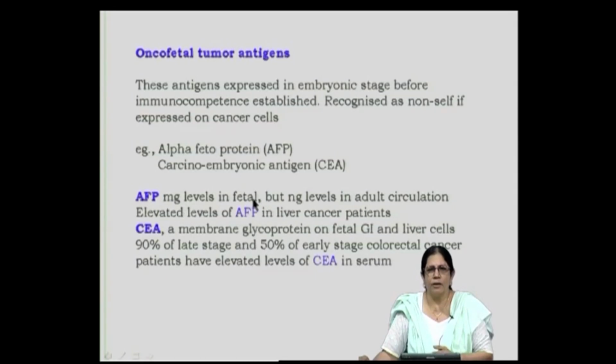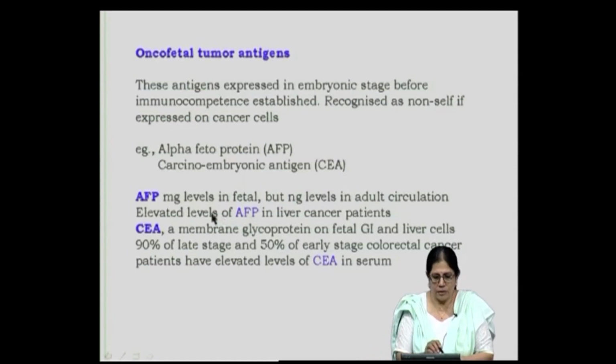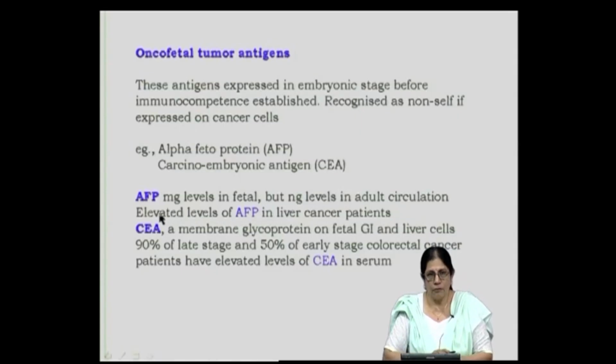Now, this is very similar to the serum albumin, but the same protein is present only in nanogram levels in adult circulation. So, this is like a million times lower concentration in adult as compared to the fetus. In certain cancers, in liver cancers, alpha fetoprotein is highly elevated. Therefore, in fact, alpha fetoprotein is a marker, a biomarker for liver cancer.